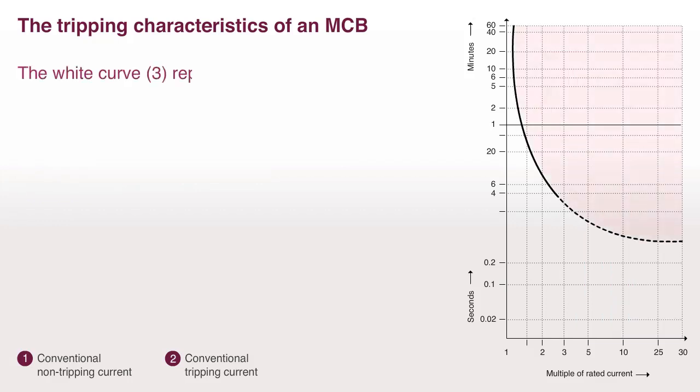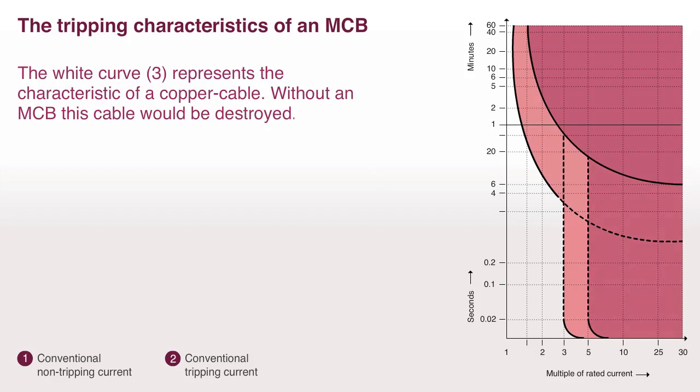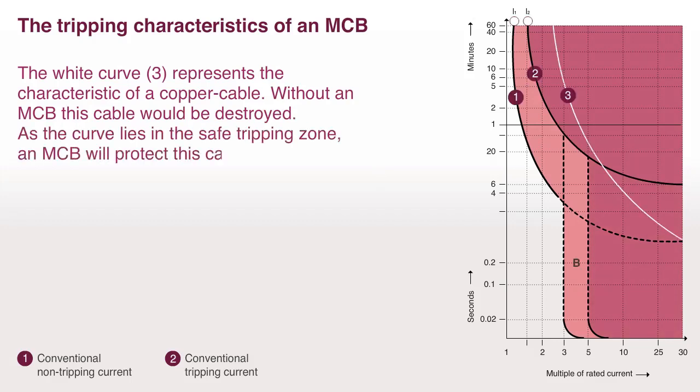The white curve, 3, represents the characteristic of a copper cable. Without an MCB, this cable would be destroyed. As the curve lies in the safe tripping zone, an MCB will protect this cable safely.